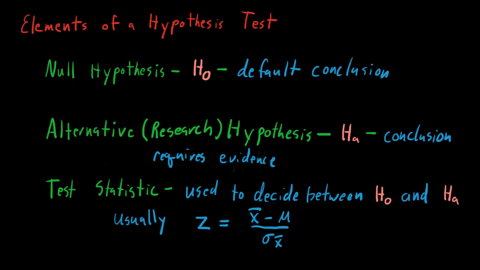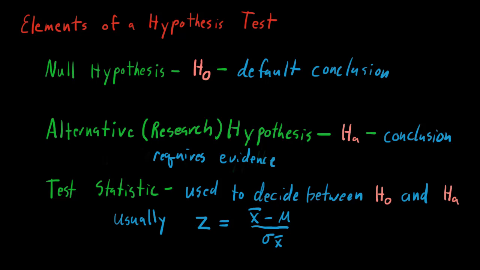In Chapter 7, we're going to use what we learned about confidence intervals from Chapter 6 to explore a concept called hypothesis testing. But to do that, we're going to need some basic terminology. The first term that we're going to cover is the null hypothesis, which is designated by H sub 0. That's basically the default conclusion that you would draw if you didn't have any evidence to support another conclusion. The alternative hypothesis, or the research hypothesis, is written as H sub A for alternative, and it's the conclusion that requires evidence. So it's the conclusion that you would need to see some supporting evidence to draw.